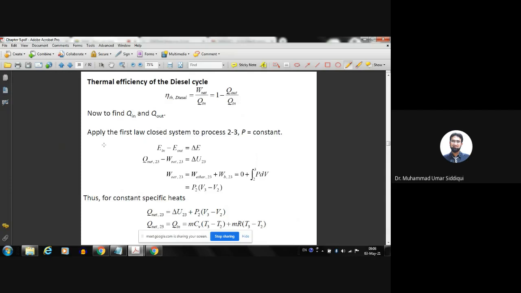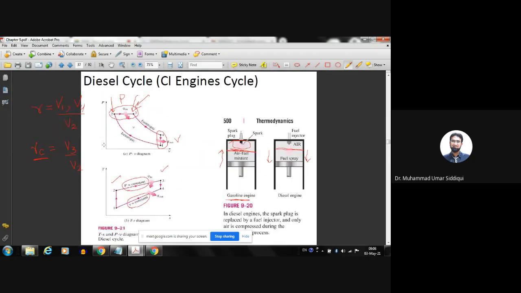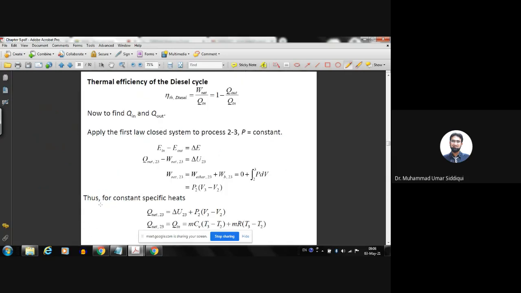Okay, thermal efficiency of the diesel cycle. Previously, we determined that for the Otto cycle, under the cold air standard assumption, the efficiency depends on R, which is the compression ratio. For the diesel cycle, it's a function of R and also RC, the compression ratio and the cutoff ratio. Both. Now, what is the relationship? There is a small mathematical derivation, and that derivation is there in the book as well, and it's provided in the slides. So go through it yourself, self-study.